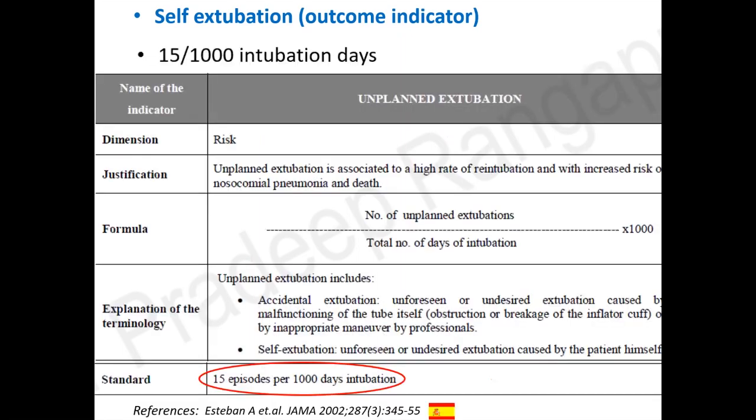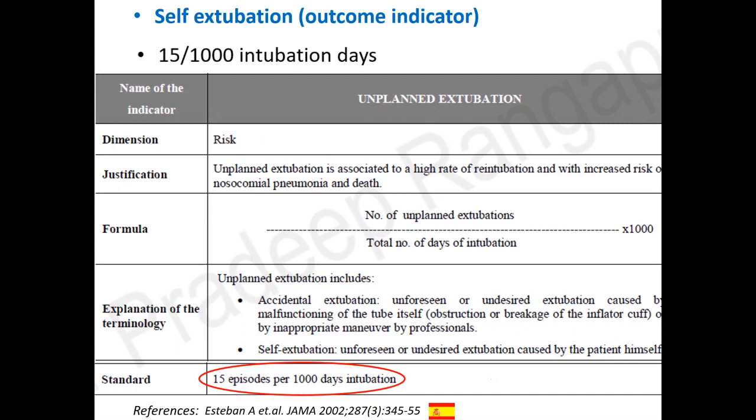So self-extubation, as I said, taking steps to prevent self-extubation is an outcome indicator and it is a quality indicator. And the accepted benchmark is you cannot have more than 15 self-extubations per 1,000 intubation days, and that's the quality indicator. So in any unit, your sedation protocol should be in place to prevent self-extubation.